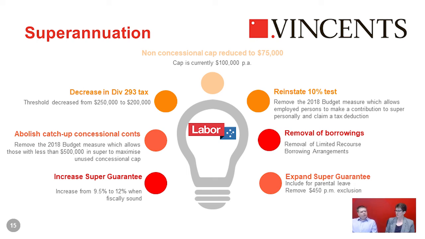The Labor Party want to reduce the threshold for what's called Div 293 tax. So that's where if your adjusted taxable income is greater than a certain amount, you pay up to 15% tax personally on that money going into super, on that contribution going into super. So currently that threshold is $250,000. Labor want to reduce that to $200,000.